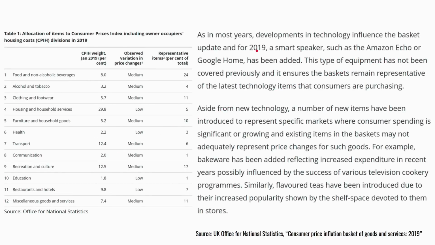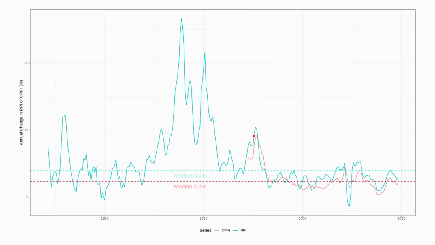And the consumption basket is far from static. So in 2019, smart speakers such as Amazon Echo and Google Home were added. And after the huge success of the Great British Bake Off, bakeware has also been added to the consumption basket. In red, you can see the UK CPIH measure, which includes housing costs.